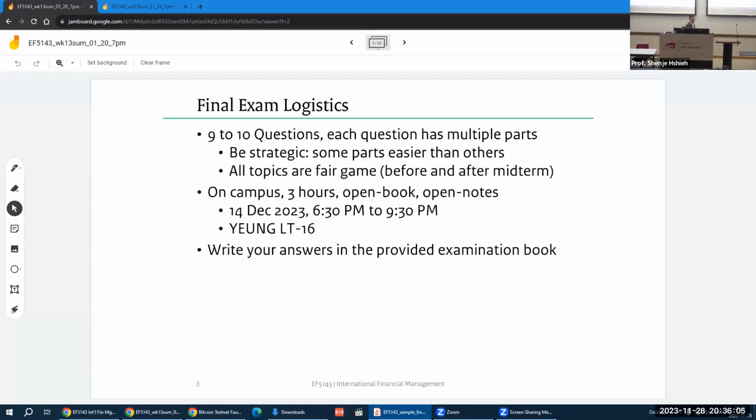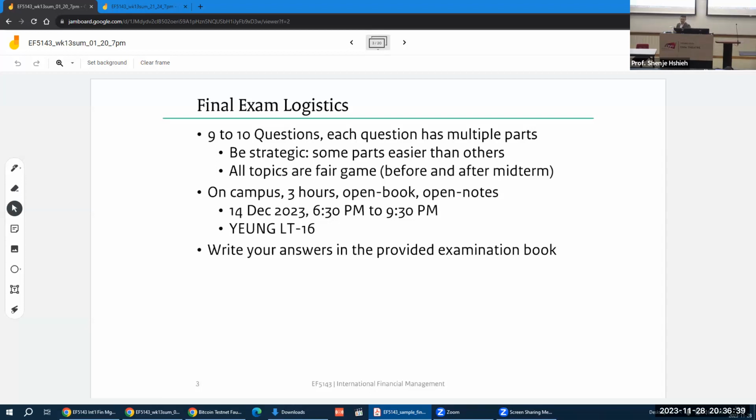There are going to be 9 to 10 questions. Each question has multiple parts, so I encourage you to be strategic, meaning you should look through the entire exam and work on things that you definitely know the answer to, and then work on the next question, where you kind of know the answer, and so forth. Partial credit definitely will be rewarded. So don't be afraid to write something down, but please don't write an essay. I'm basically looking for bullet points.